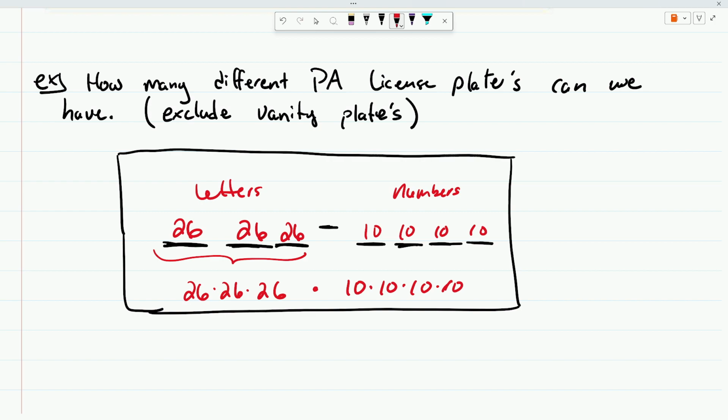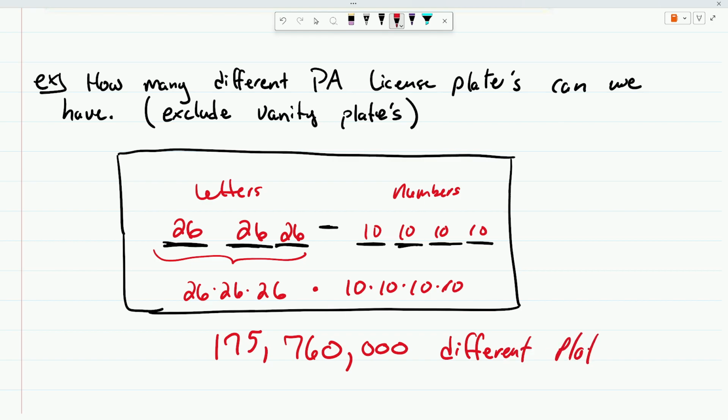And that turns out to be 175,760,000 different plates. So, will we ever exhaust the possible number of plates that we can have in Pennsylvania? As long as the population doesn't get above 175,760,000 different plates, we'll never ever exhaust that.